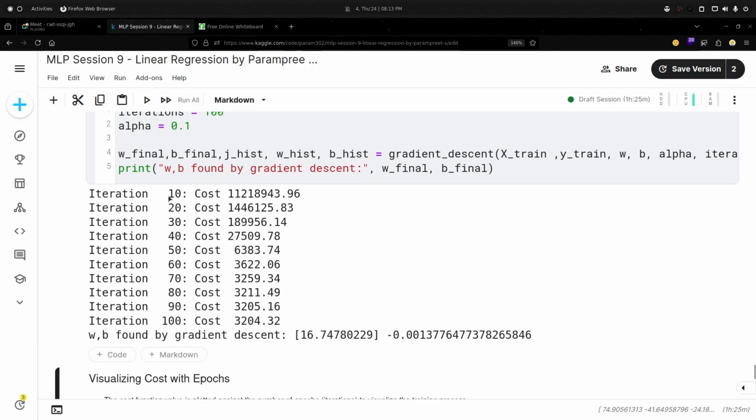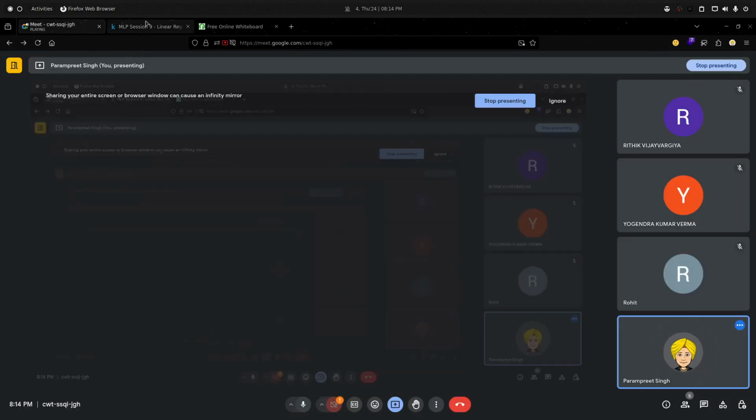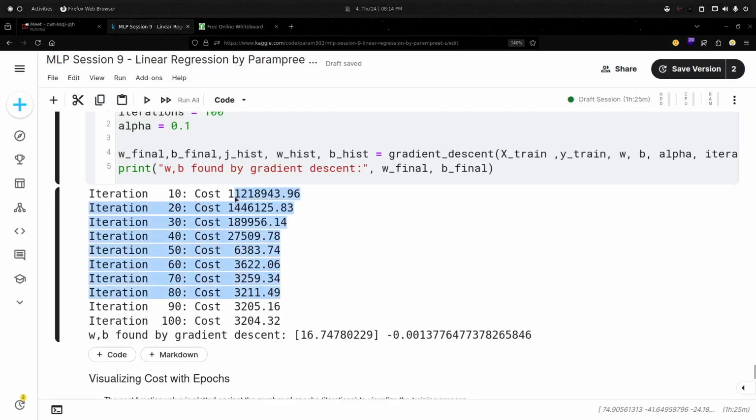Now you can see at iteration 10 we have this cost, and at iteration 20 we have this cost, iteration 30 we have this, 40 this, 50, 60, and after 80, you can see 80, 90 and 100, we don't have much difference in the cost, right? It is 3211, then we have 3205, then 3204. So we can say our model has converged at 80 iterations, right? We can say that, based on the cost we have.